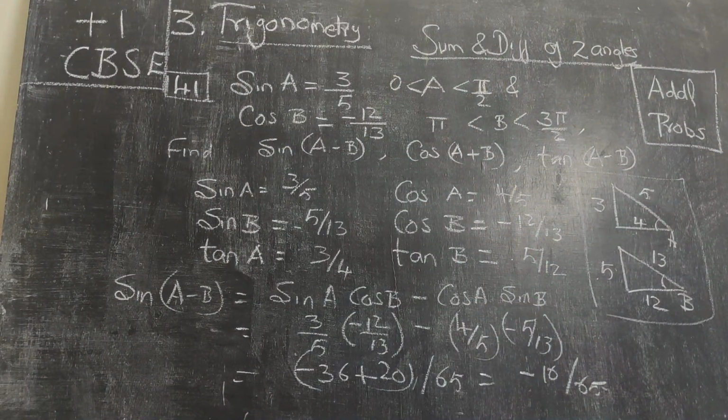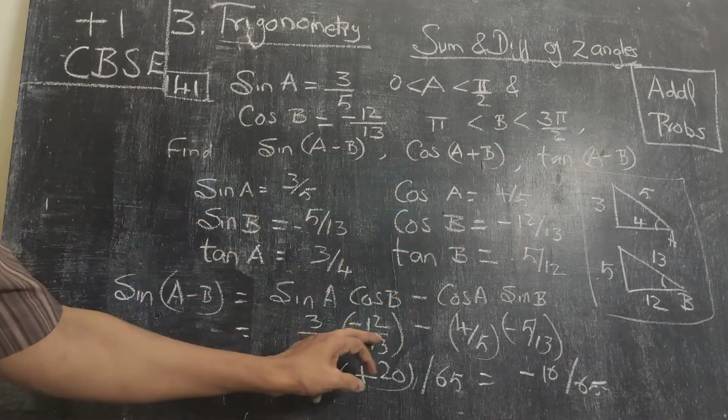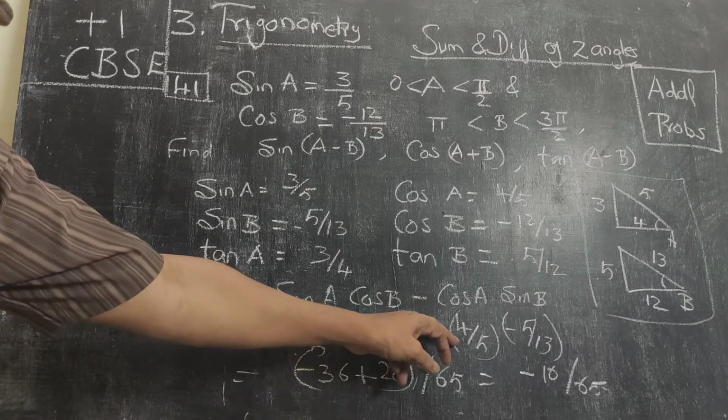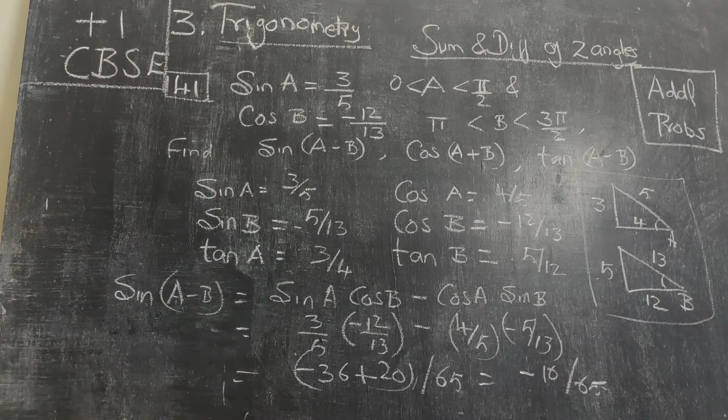Check whether the values are substituted properly. Sin A is 3 by 5 and cos B is minus 12 by 13, minus is there, cos A is 4 by 5, and sin B is minus 5 by 13. So we got the answer minus 16 by 65.